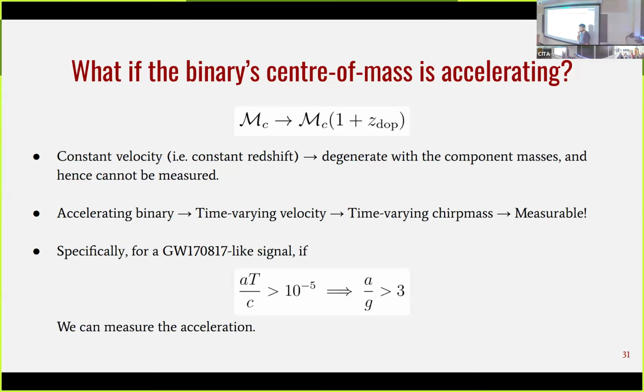Specifically for a 170817 like signal, if A is the acceleration, t is the time for which the event is in the band of the detectors, and c is the speed of light, if this quantity is greater than 10 to the minus 5, this quantity is dimensionless by the way, you can actually measure it. This translates to an A by G of greater than 3. So if this condition is satisfied for a 170817 like signal in present day detectors, you can actually measure the acceleration.